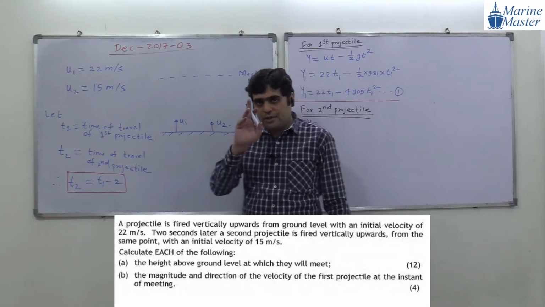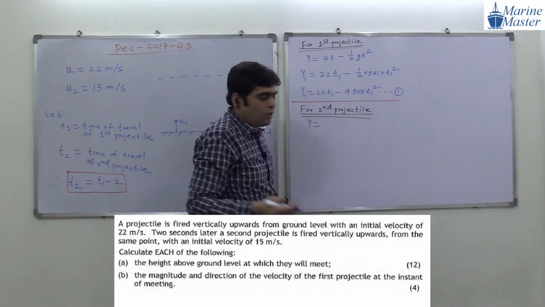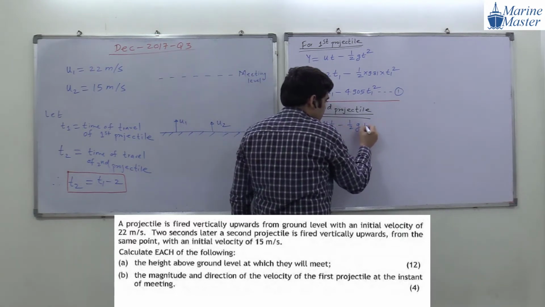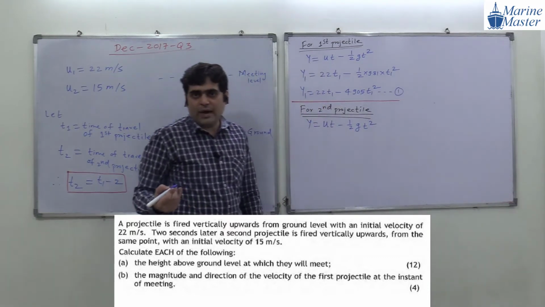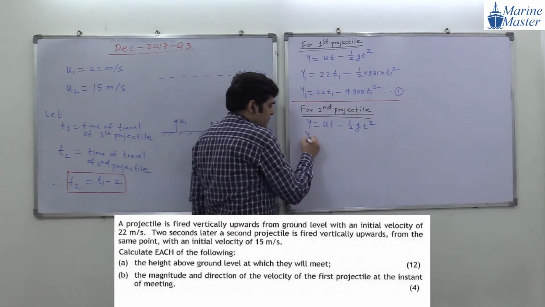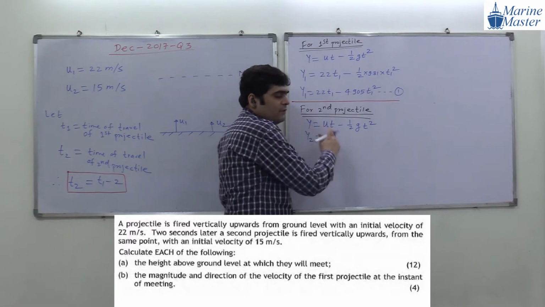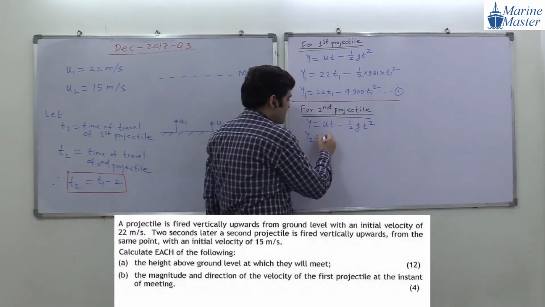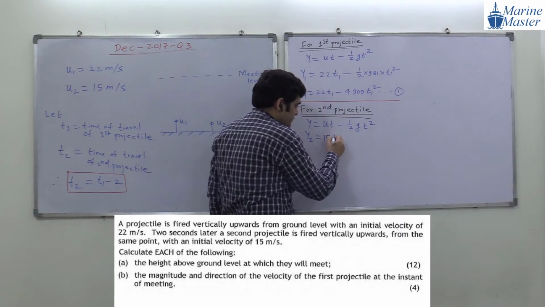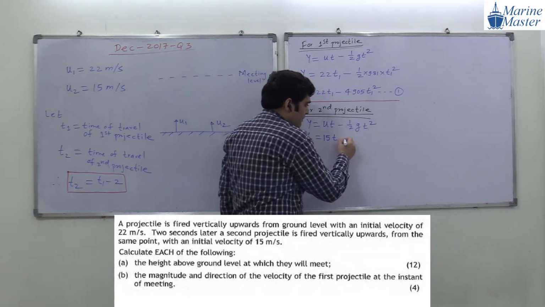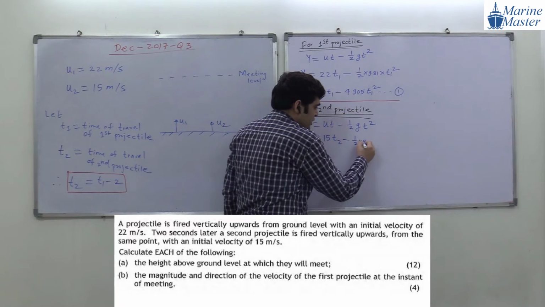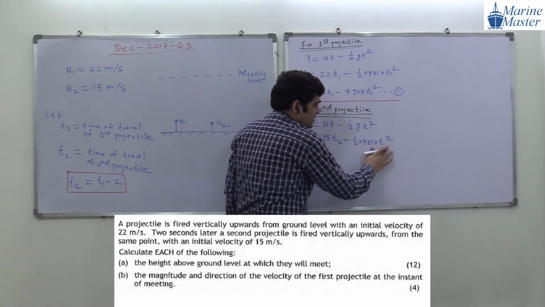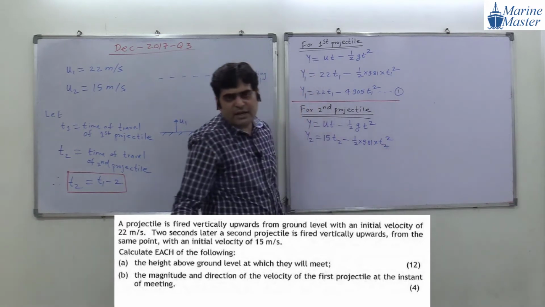Okay, everyone, try to see the point here. So y is equal to ut - half gt square. We will say y2. How much is the initial velocity for the second projectile? 15 meter per second. So 15 t2 minus half into g, 9.81, t2 square. Try to observe the things here. Very simple story, very simple numerical.